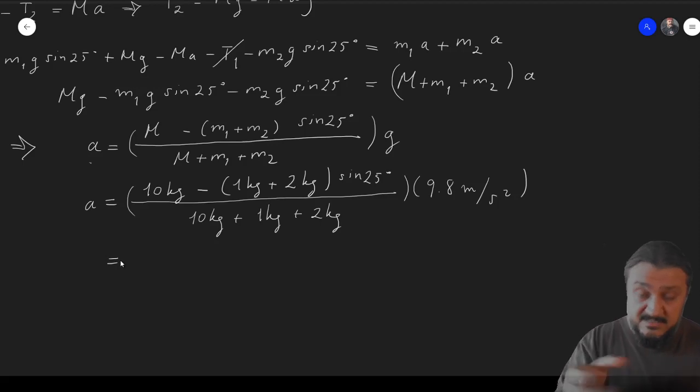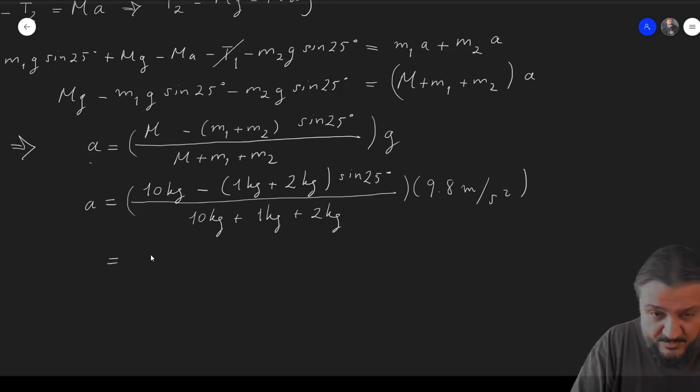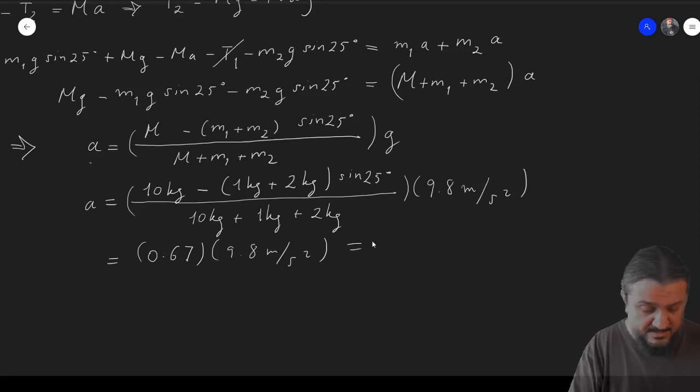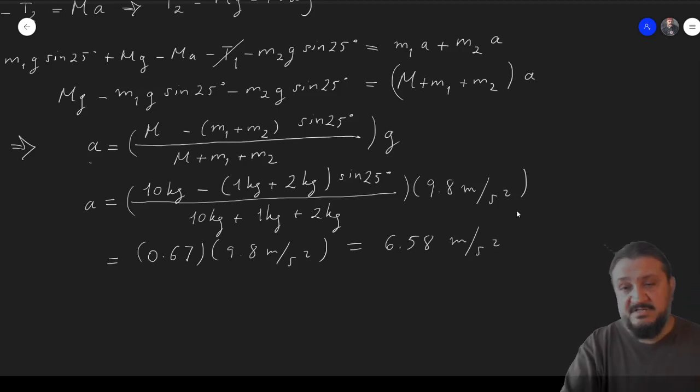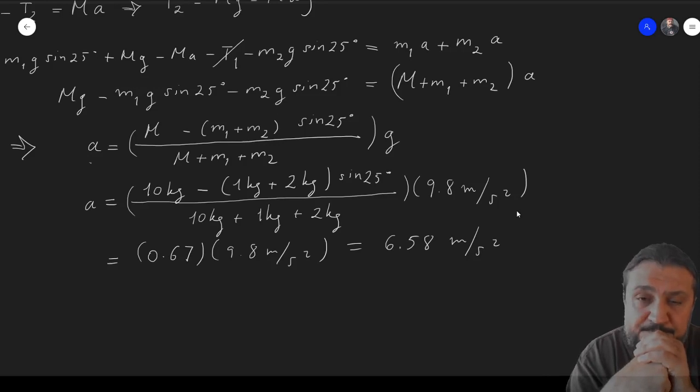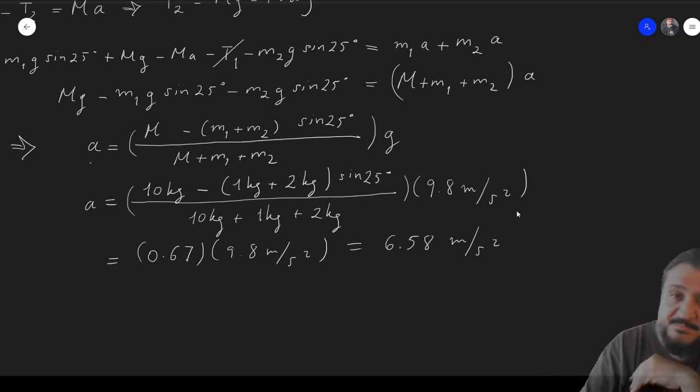I'm just calculating this factor here. So 10 minus 1 plus 2 is 3. 3 sine 25 equals 8.73 divided by 13. So 0.67. 0.67 times G, times 9.8, is equal to 6.58 meters per second square.